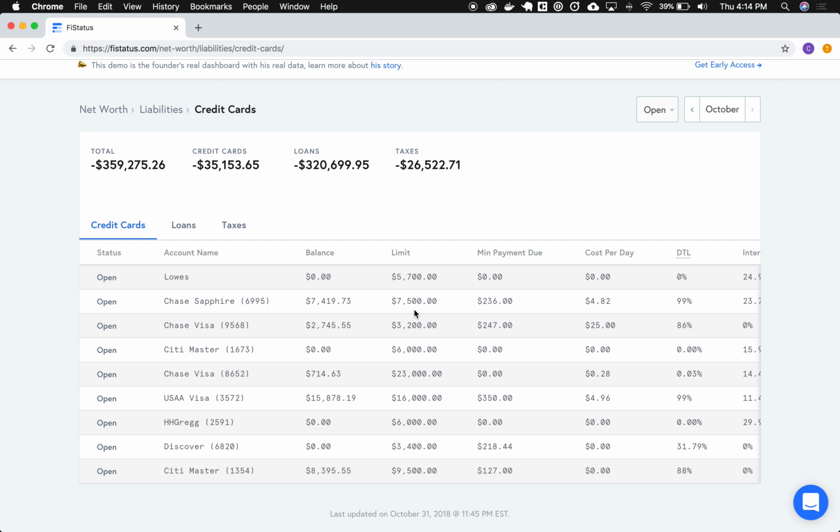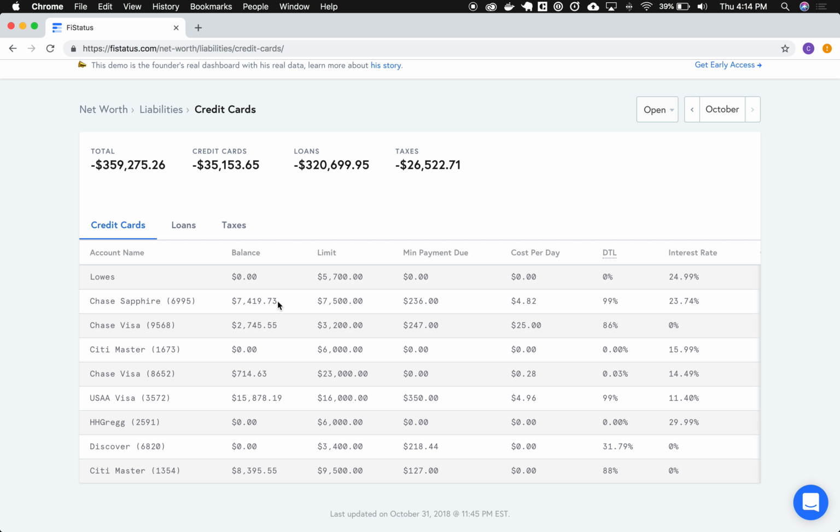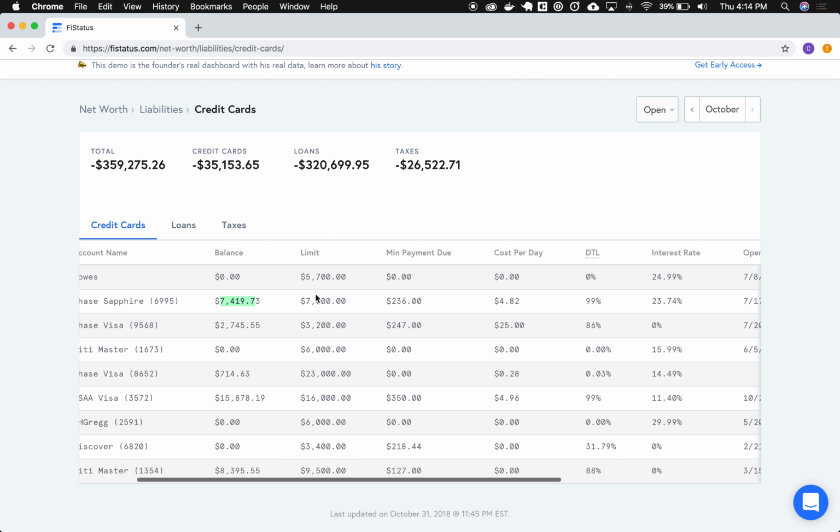All right, so let's go over this Chase Sapphire card, right? I love Chase; they've been a great bank to me. All right, so I'm pretty much maxed out, right? My debt to income loan ratio is 99%, and you want to keep this, I think, around 20% or lower. And I'm just getting destroyed on my credit right now because I'm basically maxed out on this credit card.